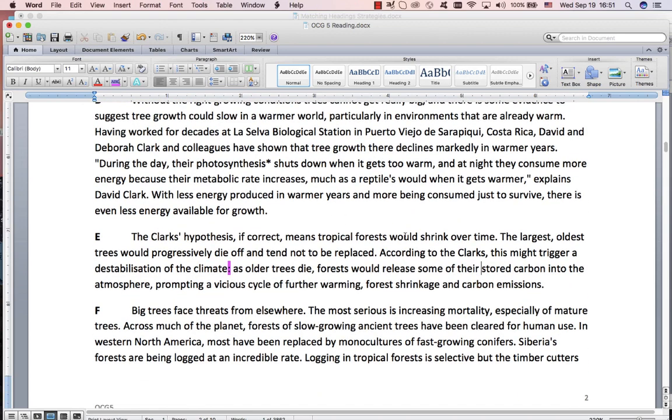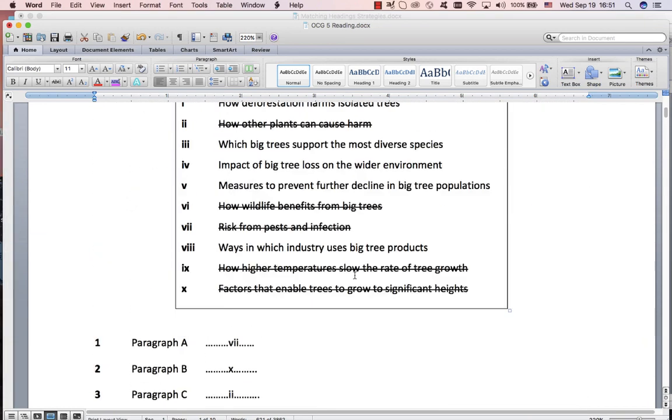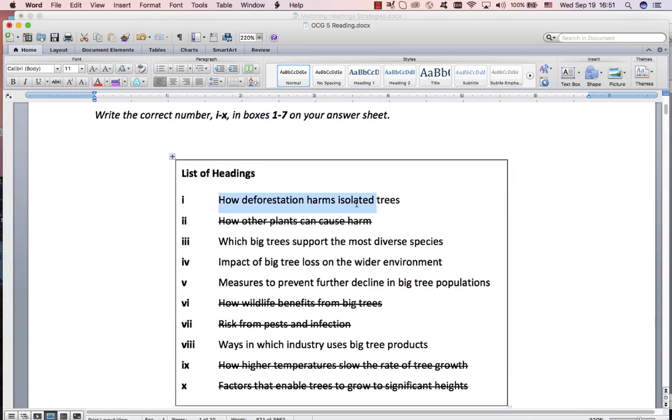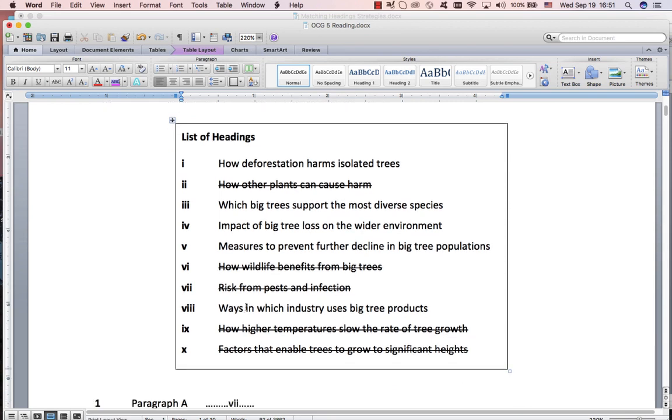Nothing really to help us, but it is negative. Notice, they die, not replaced. Vicious cycle. Vicious means very bad cycle. So it's a negative one. Deforestation, I didn't see it. Deforestation, no. Big tree loss on the environment, I like. Ways to prevent it, no. And ways that the industry uses products, no.